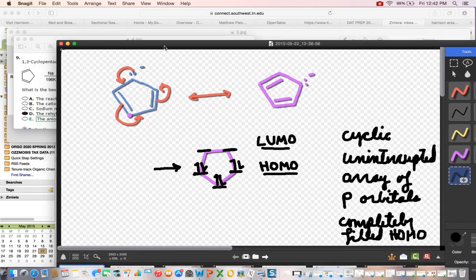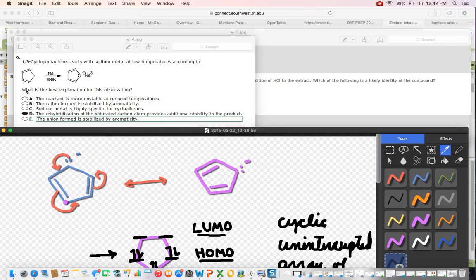So if we go back to our question, this is non-aromatic because it does not contain an uninterrupted array of p orbitals. I have one on this carbon, one on this carbon, one on this carbon, one on this carbon, but this is sp3. It is interrupted. However, when I remove one of the hydrogens and leave behind a lone pair, this is now sp2 hybridized because of resonance. It's an aromatic compound.